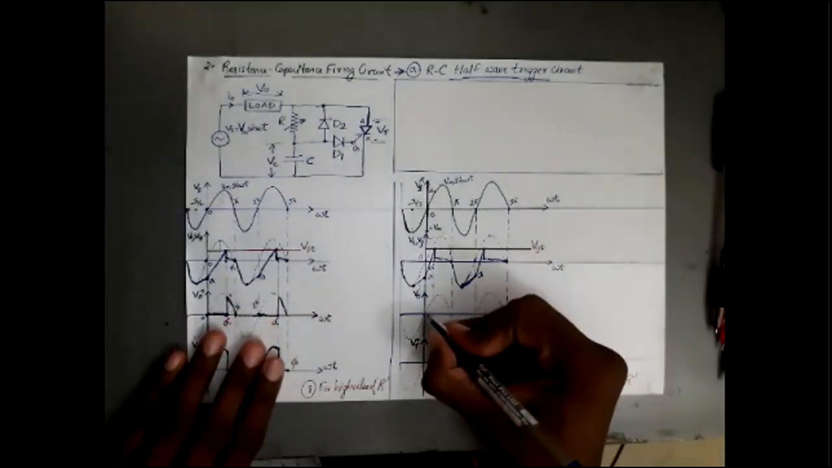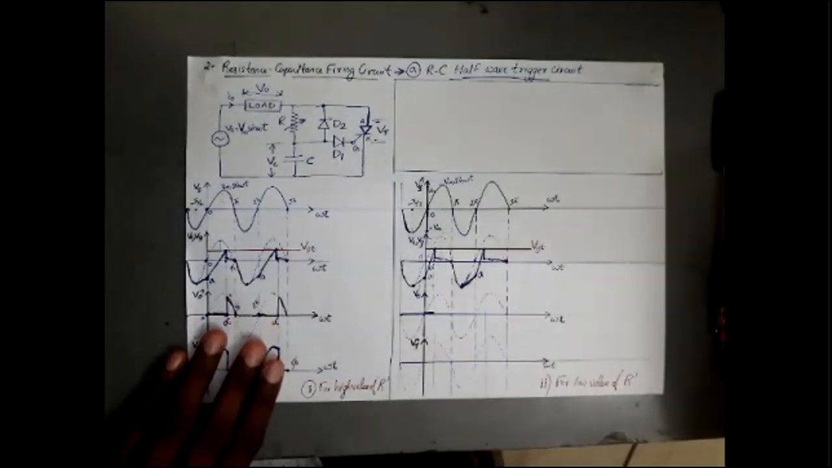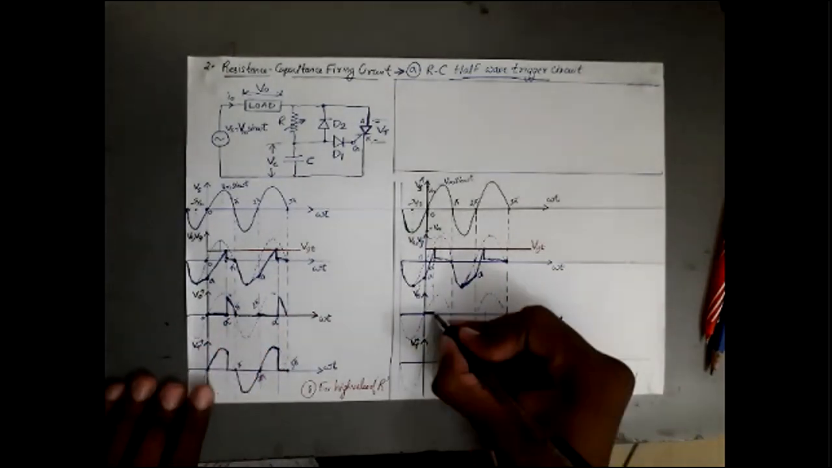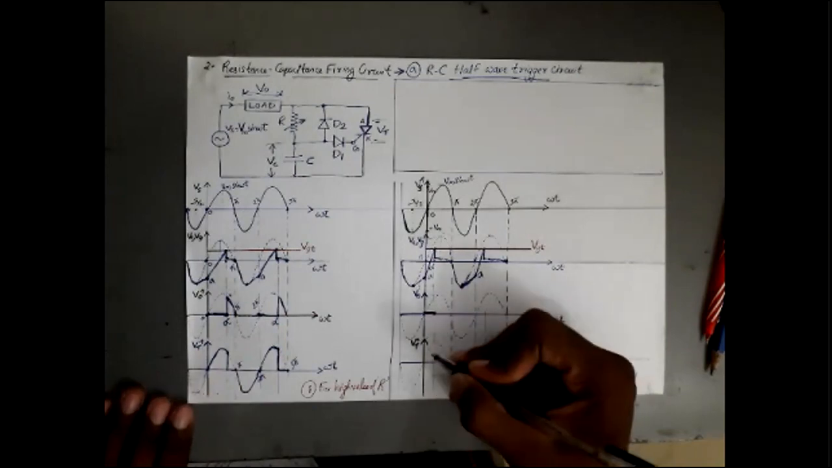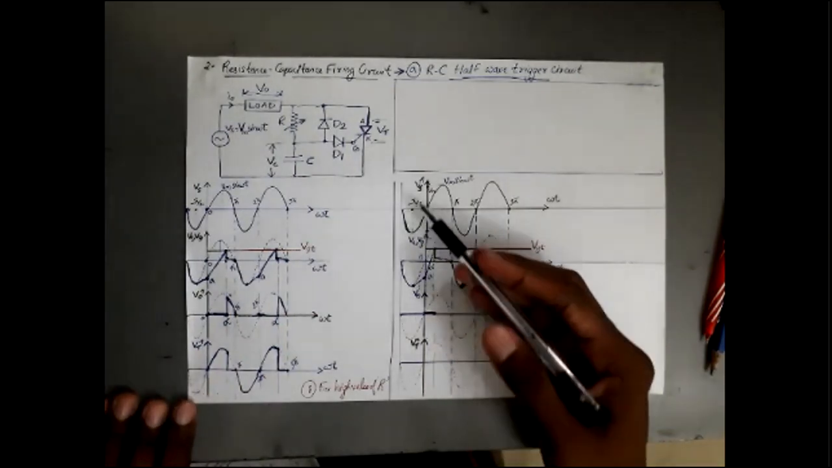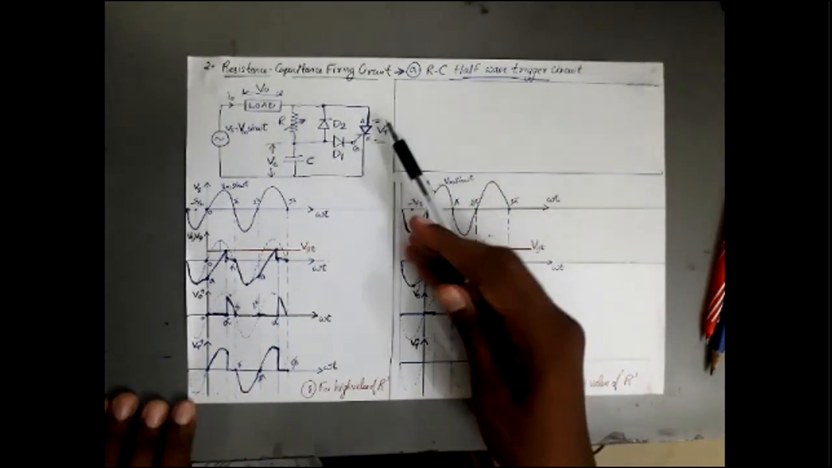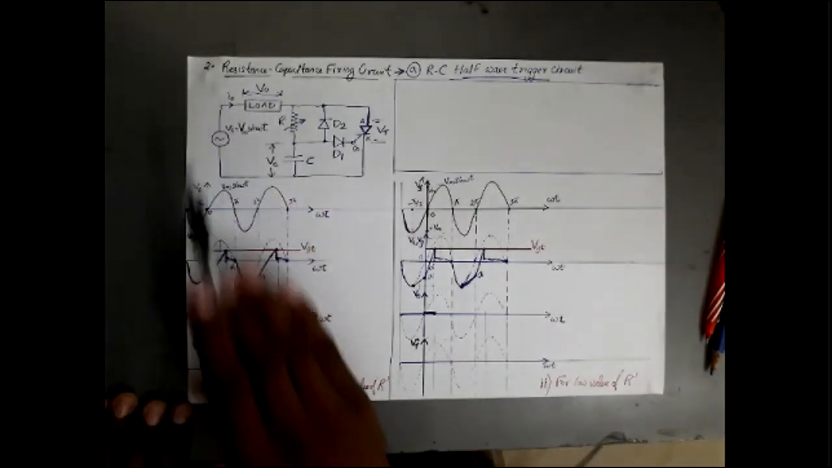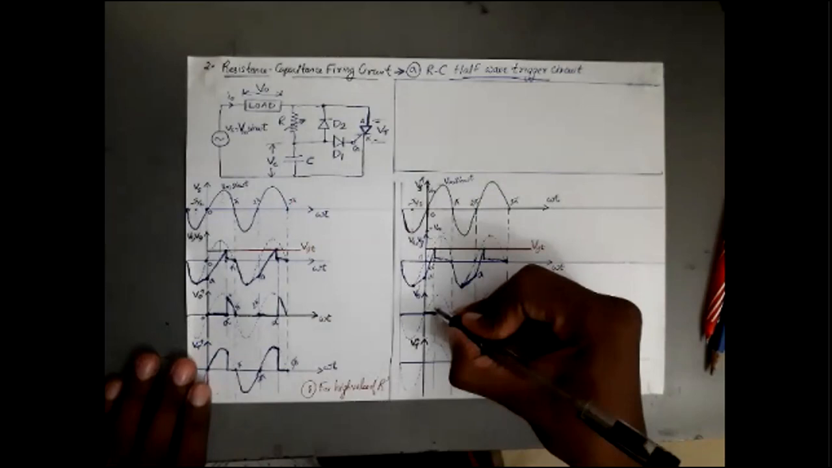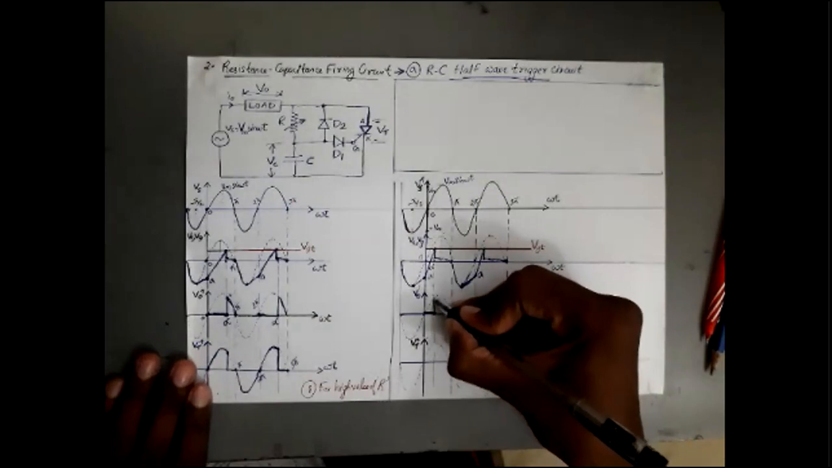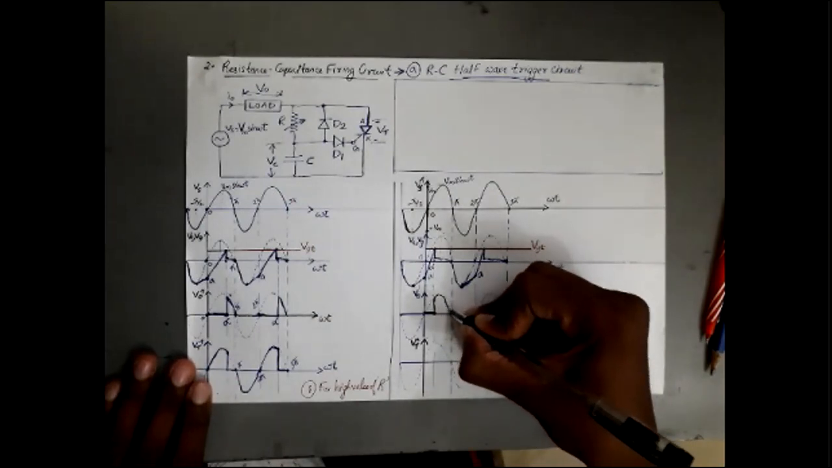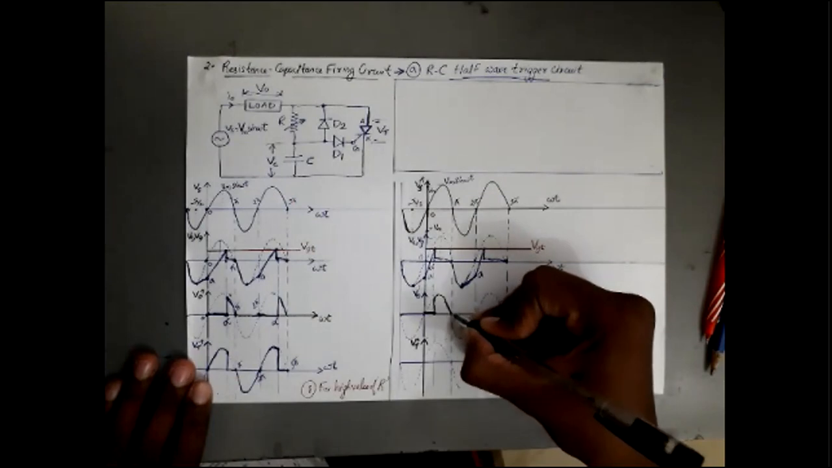So up to alpha, my V naught value is very low and it is equal to 0. And at alpha, what happens? My SCR got triggered. Then voltage across my SCR is 0, but the entire input voltage, the applied voltage, will come across V naught. So suddenly my V naught increases and takes the path of Vs. And up to pi, V naught will be occurring and it takes the path of Vs.